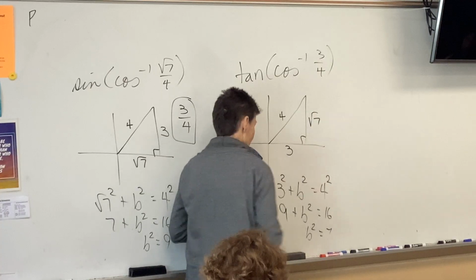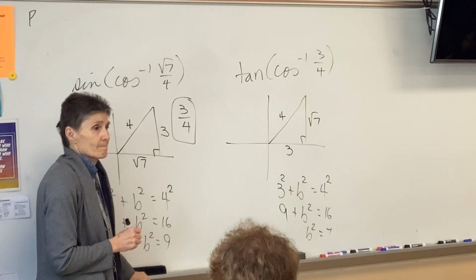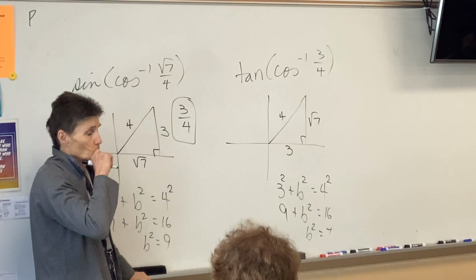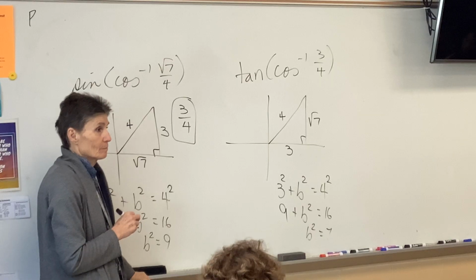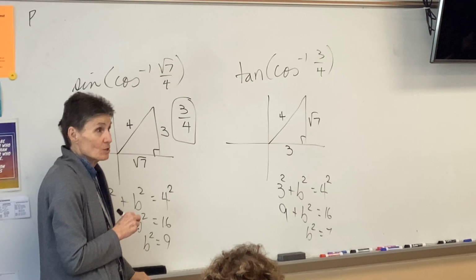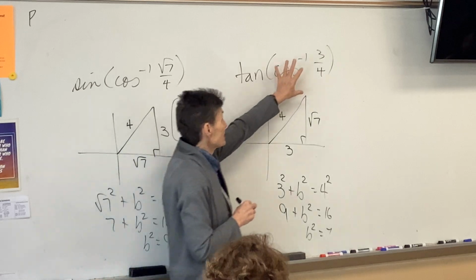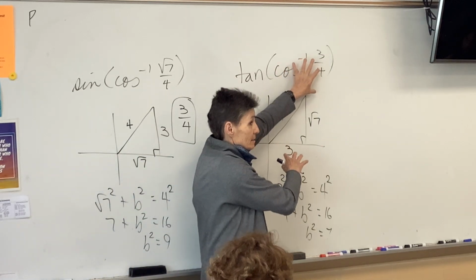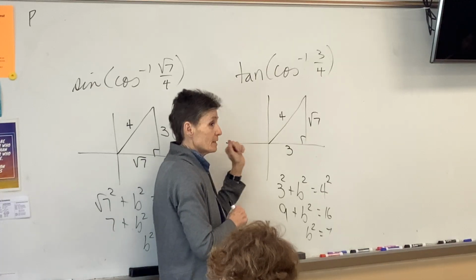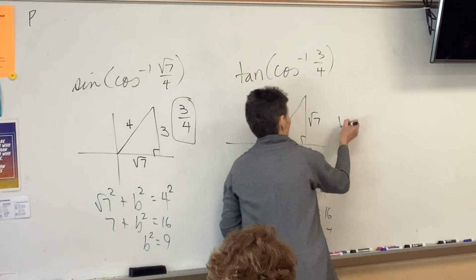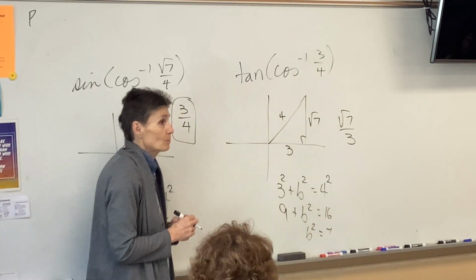I got the square root of 7, did you? Now what do I want to know? I want to know the tangent. Right? Don't I want to know the tangent? This is done. I drew a picture of this. So I want to know the tangent. So tangent is opposite over adjacent, √7 over 3.